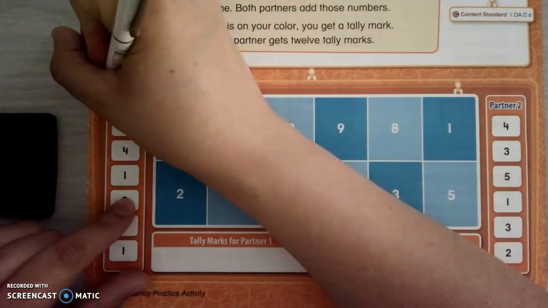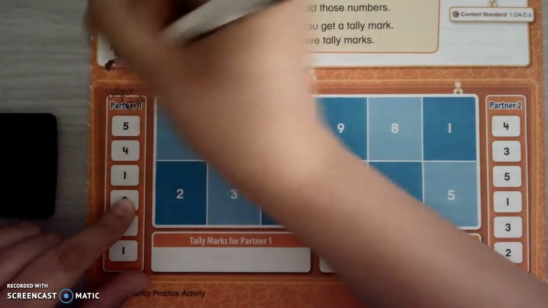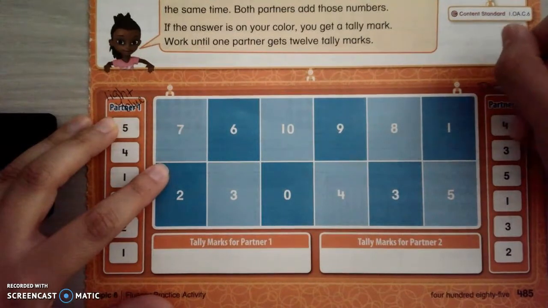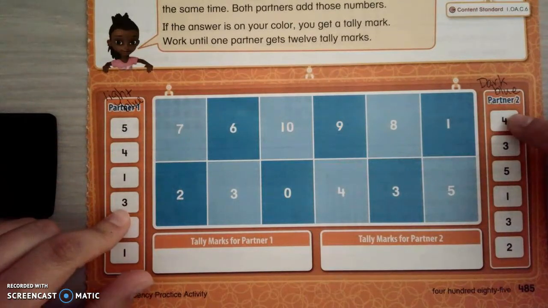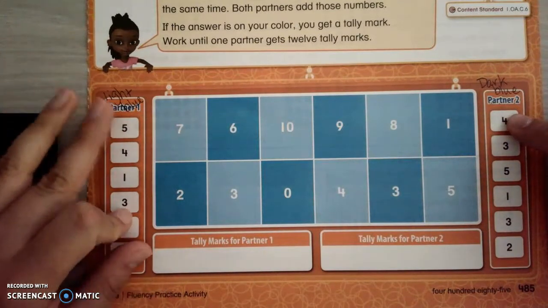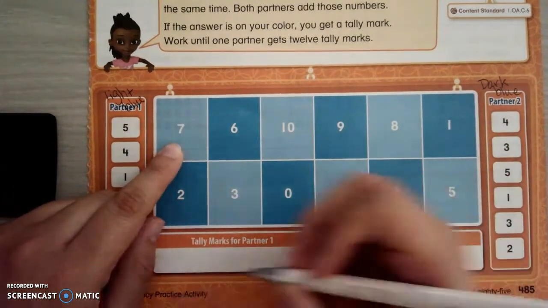On this side, I'm light blue, and over here I'm dark blue. Okay? So I have to find the number 7. I have to see if it's on a color of light blue or if it's on color of dark blue. So I see 7, it's on light blue, so I get a point.